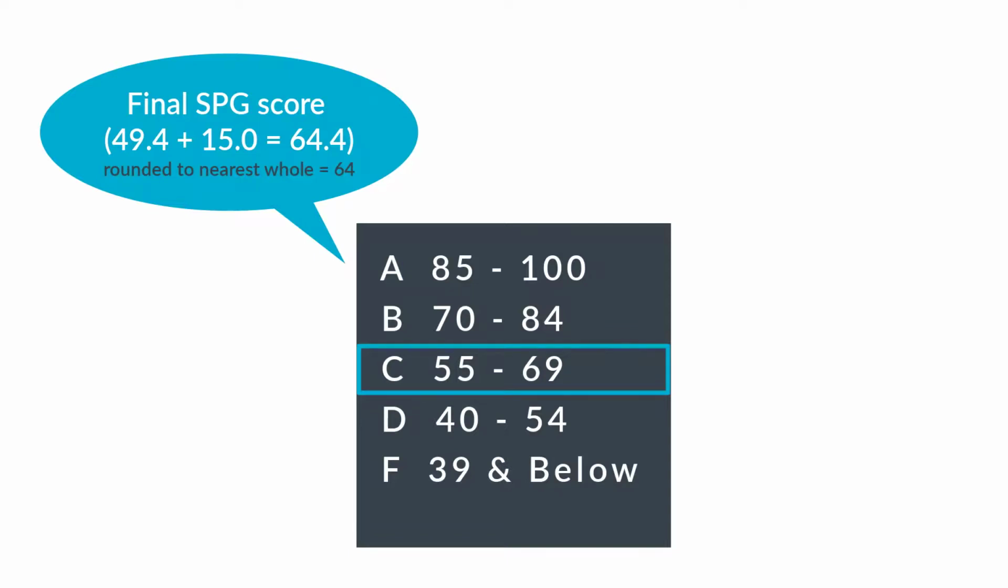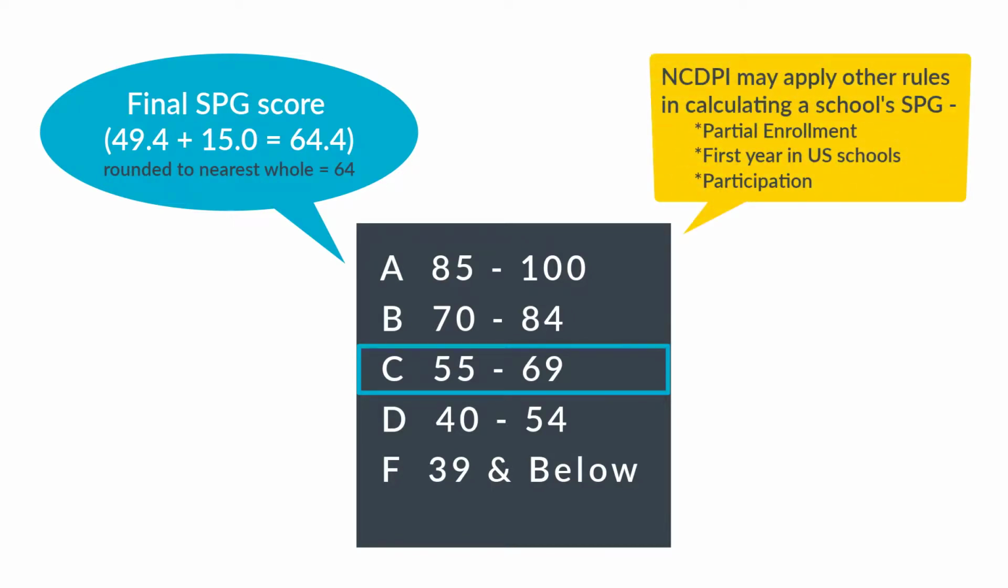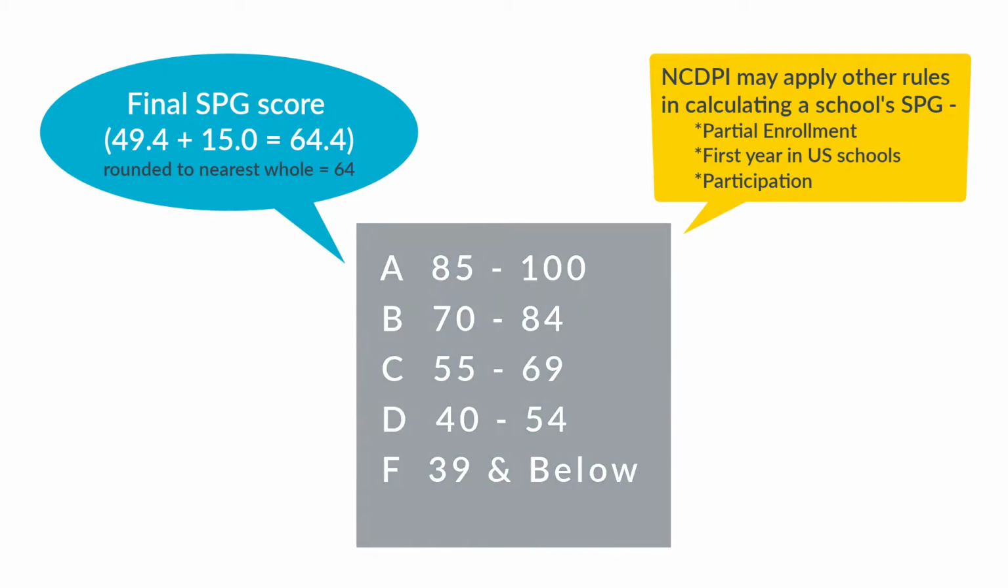These rules are the basic rules for calculation. Students could be included or removed from these calculations due to other rules NCDPI applies, such as partial enrollment, first year in U.S. schools, and participation rules.